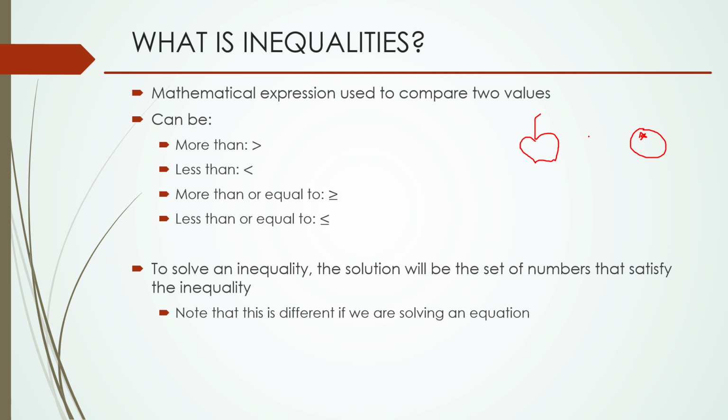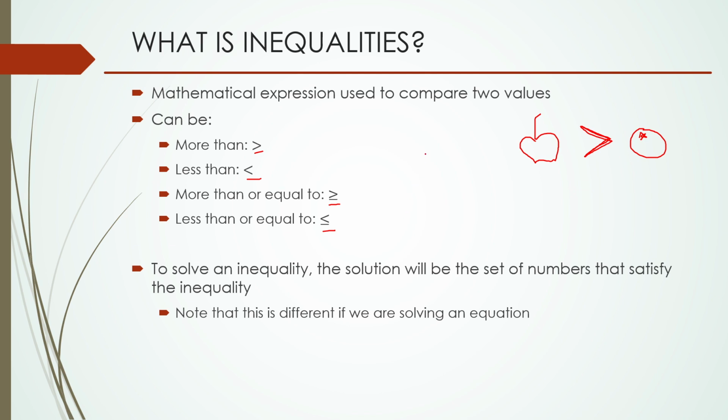So if you like apple more, you can just use this expression: apple more than orange. This is just roughly speaking. So you like apple more compared to orange. This more than is what we call an inequality. It can be more than, less than, more than or equal to, or less than or equal to.